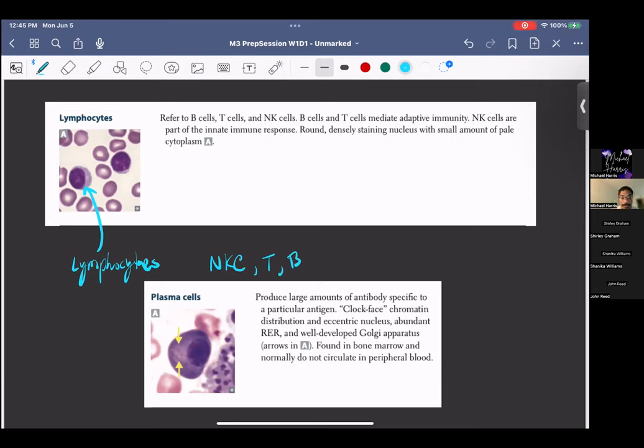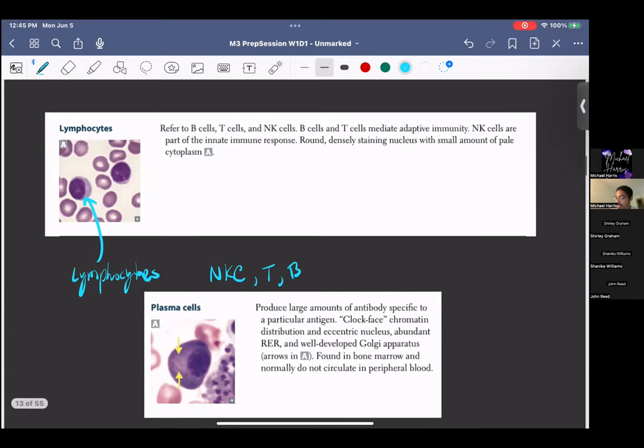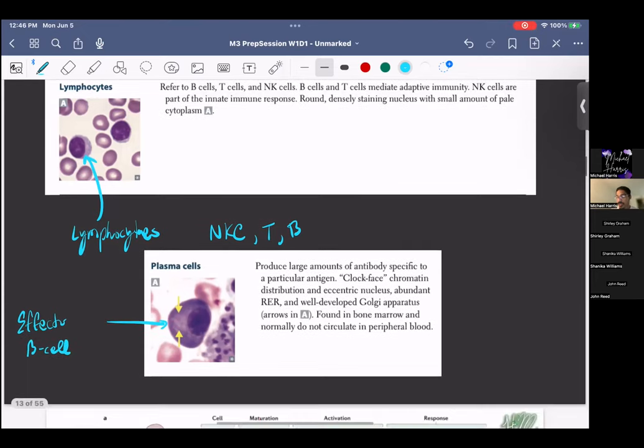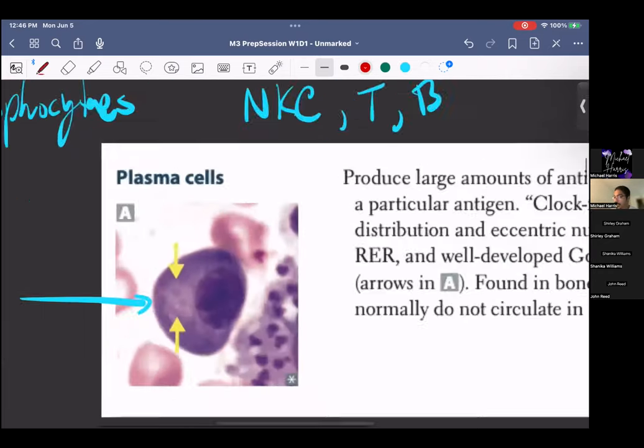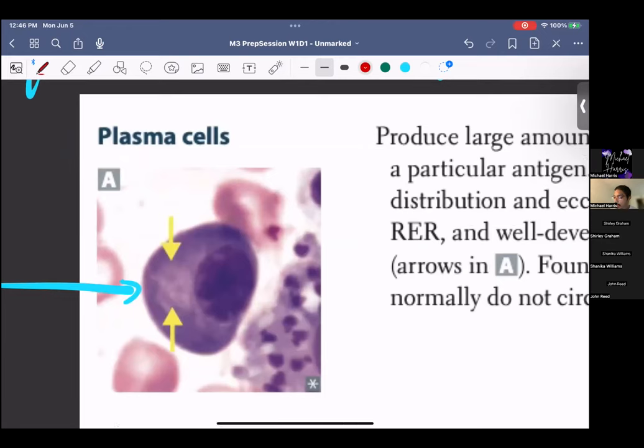Those are the three guys. Okay? Now, plasma cell is the mature version or the effector cell of a B cell. These plasma cells, which we'll talk about later, are responsible for producing antibodies and all that fun stuff. We'll get to it. I'm just exposing you to it now. But the big idea here to look at is how to identify it.